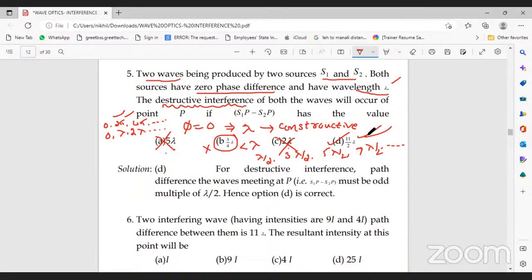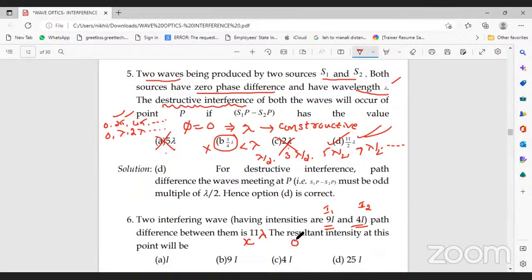How many interfering waves do we have? Two interfering waves. The first intensity is 9I, the second intensity is 4I. What path difference have they given? 11 lambda. What is the resultant intensity?